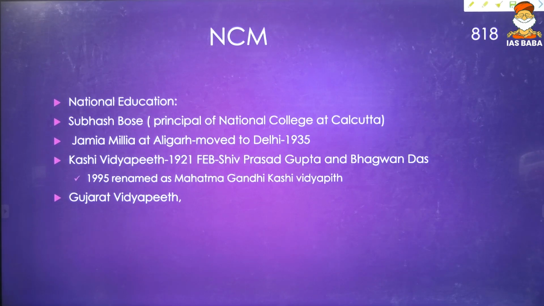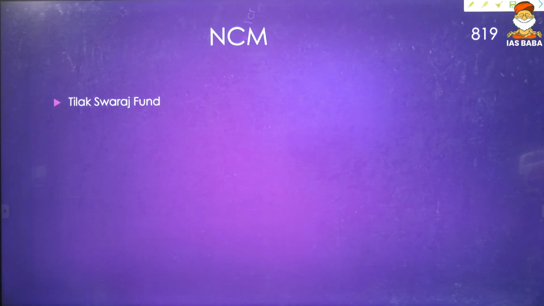Gujarat Vidyapith, then Bihar Vidyapith was established. So these four, which ones? Jamia Millia, Kashi Vidyapith, Gujarat Vidyapith, and Bihar Vidyapith. All of them were established during the non-cooperation movement, because these were all alternatives for British educational institutions. Because boycott of British schools and colleges and Swadeshi, that is national education, went side by side. And then some more events, you can look at that one.